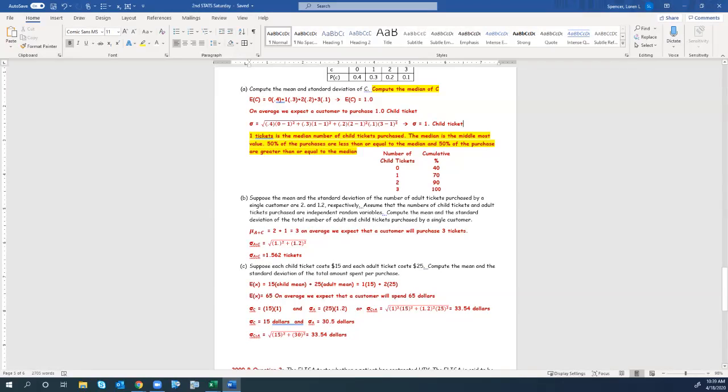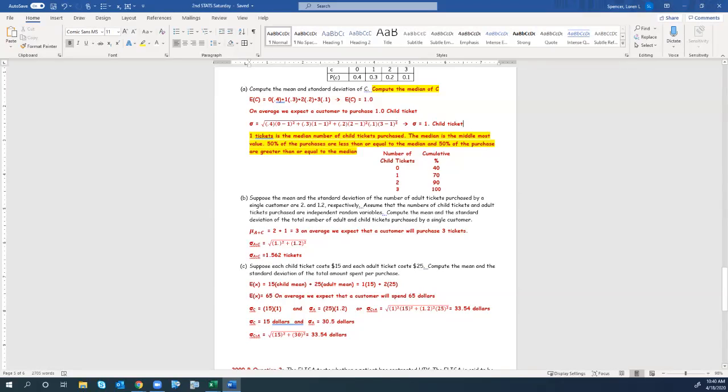Well, combining means is easy. We just add them the way we normally would. So 2 plus 1 is 3. On average, we'd expect that a customer will purchase 3 tickets. All right? And in this case, it'd be basically 2 adult and 1 child is what we're typically expecting.